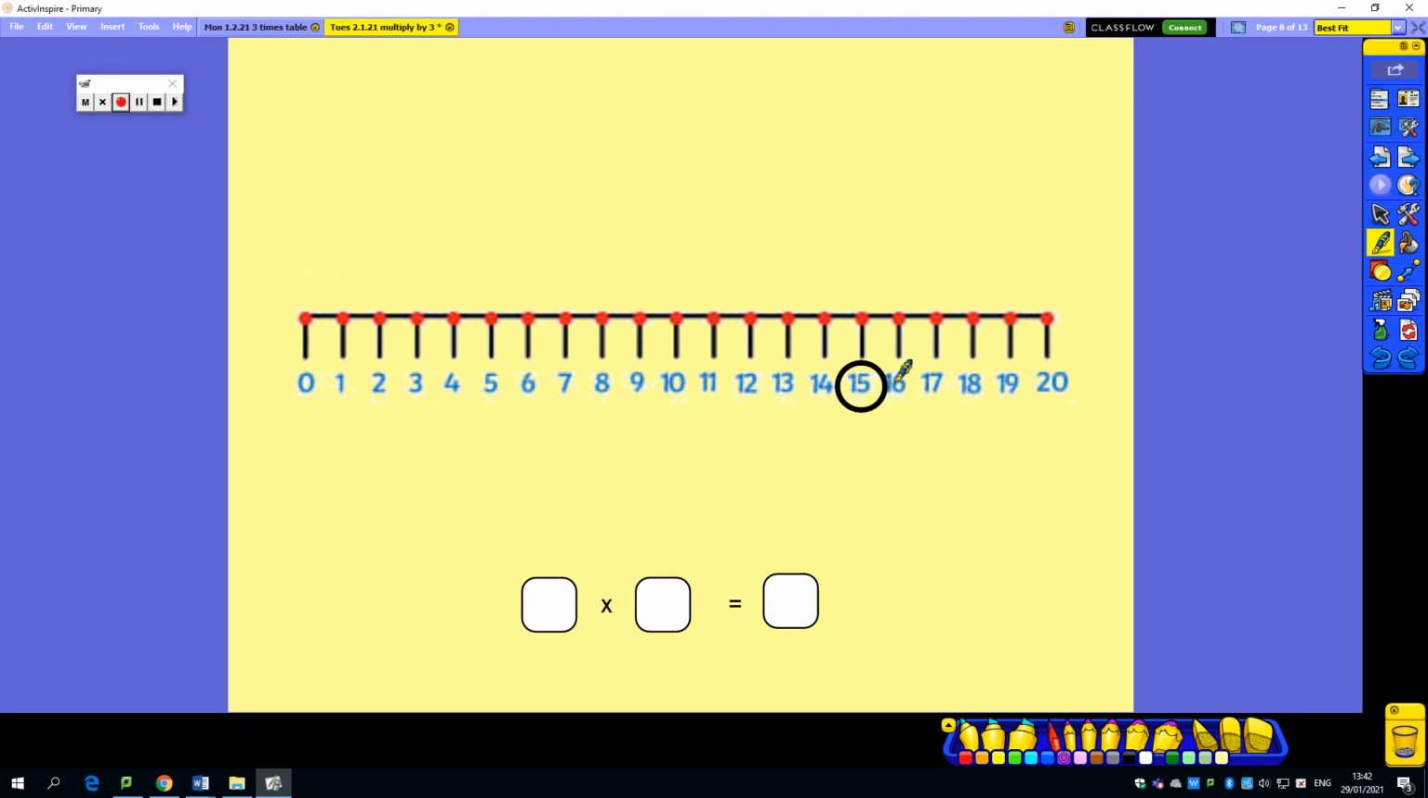Okay, have a go at this one. You're trying to get to 15 this time. How many jumps of 3 do you need to do to get to 15? And what's the number sentence that matches that? Pause me and have a go.